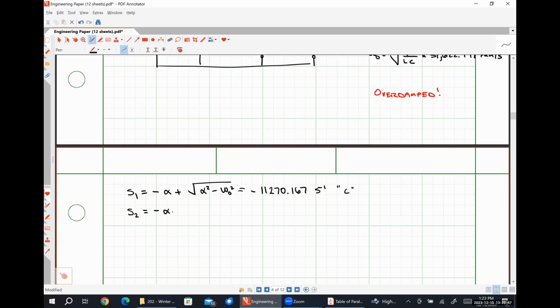S2 is negative alpha minus the square root of alpha squared minus omega naught squared. So I'm just going to modify that equation really quickly. And I'm going to store this as D. And I got negative 88,729.833 per second.